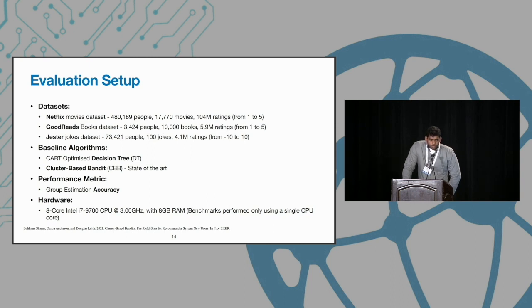We did not stick to one specific domain. We used 3 domains: Netflix, Goodreads, and Jester datasets. For the baseline algorithm, we use the decision tree, and we are also comparing against the cluster-based bandit, which has shown superior results. The metric we are using is accuracy, which is how accurately we estimate the group of the new user.